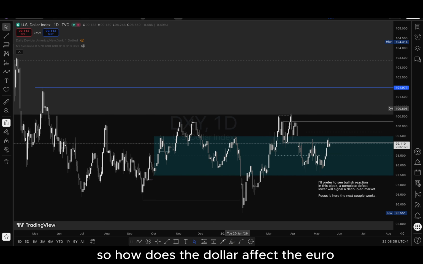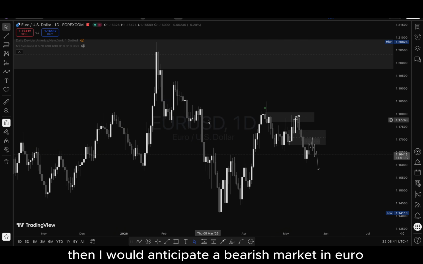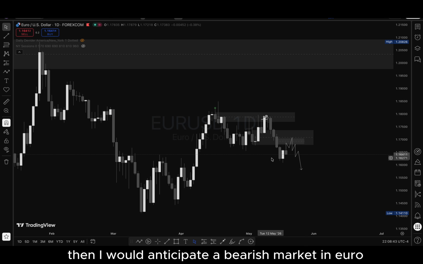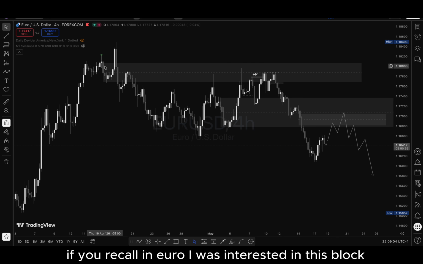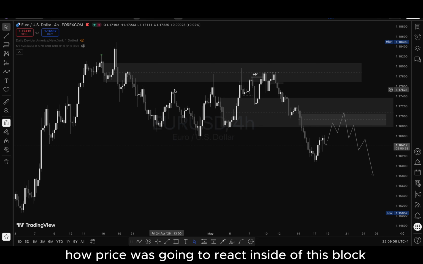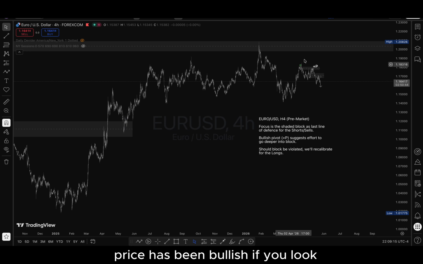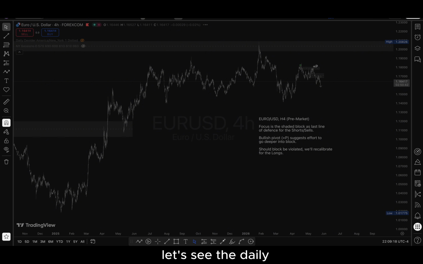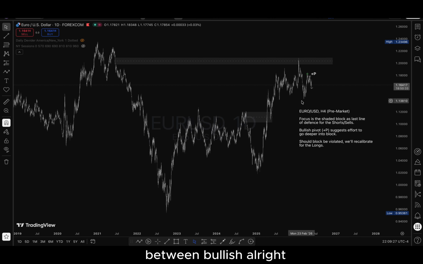So how does the dollar affect the euro? If the dollar is bullish this week, then I would anticipate a bearish market in euro and pound. If you recall, in euro, I was interested in this block, how price was going to react inside of this block. Of course, overall, price has been bullish. If you look, this is the 4-hour. Let's see the daily. Let's see the weekly. It's been bullish.